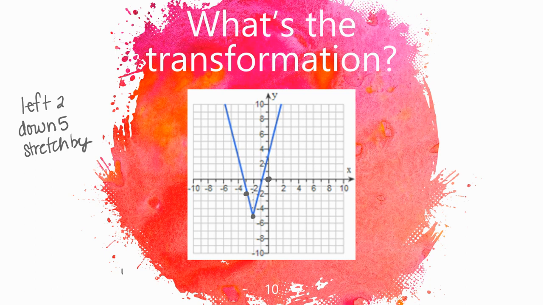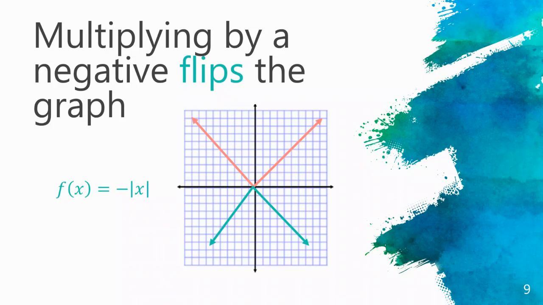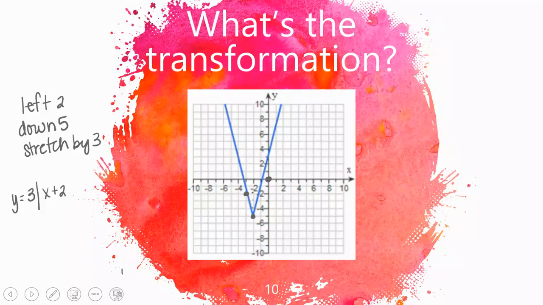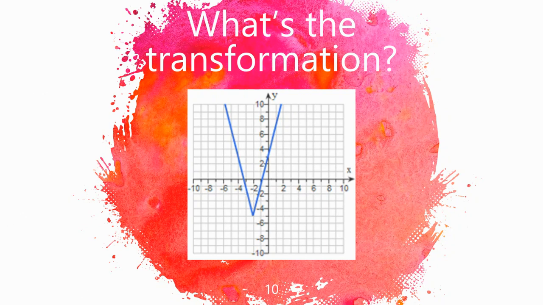Now let's put this all together and make a function. So we've got y equals, oops, I forgot to write my 3. So the 3 is the multiplier. So I have 3 in front of the absolute value. Left and right is inside. So it's going to be x plus 2 because remember left is plus. And then we're down 5. So we're going to add a minus 5 at the end there. This is the equation of this blue function here that we see on the graph.